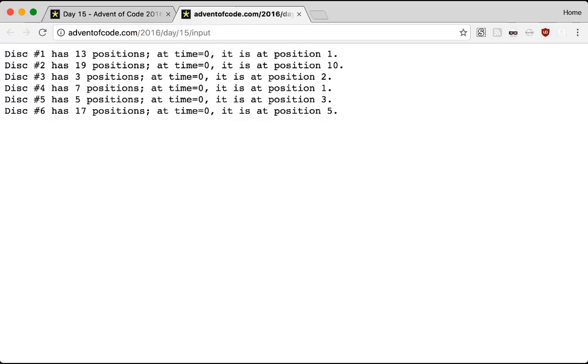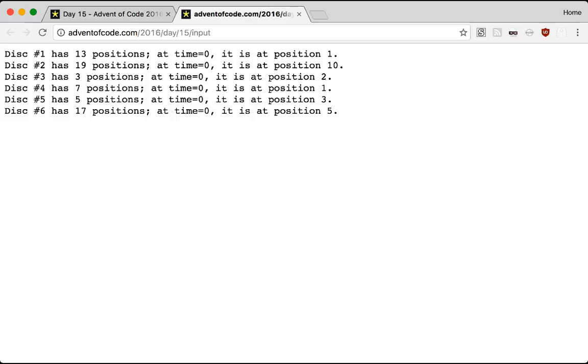So I was surprised to see so few discs. I thought there would be more. And I think that the most important insight into this puzzle is not a super complicated one, but maybe one you could miss, which is that we're basically, well, gosh, isn't it interesting that all these numbers are prime? How convenient.